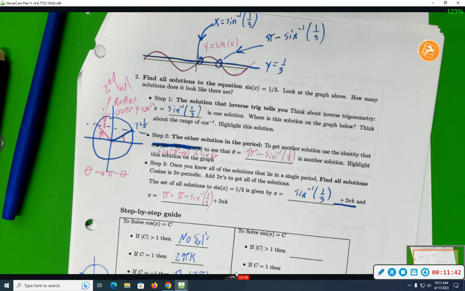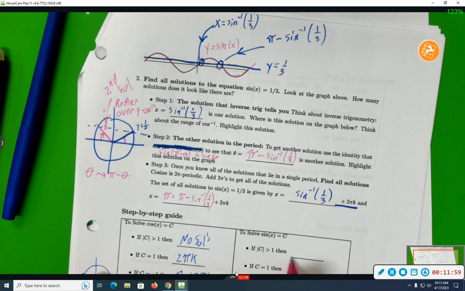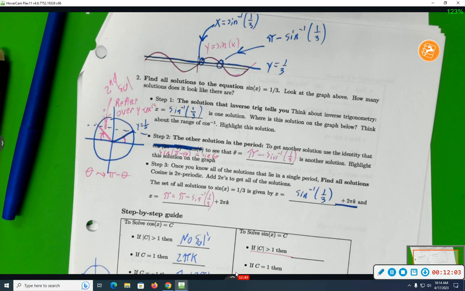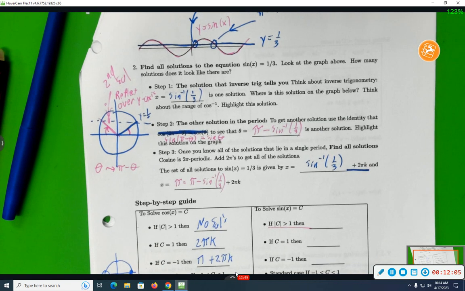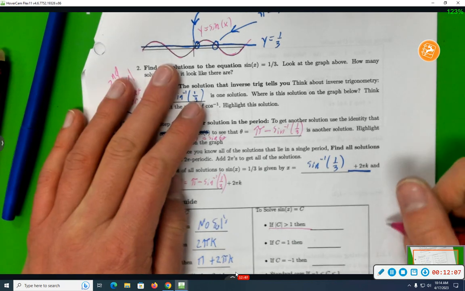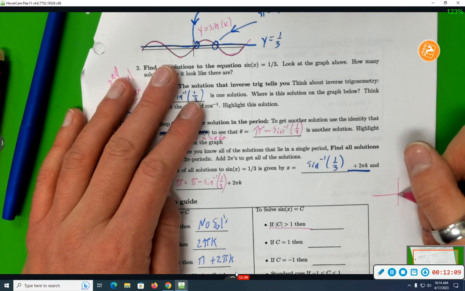All right, so let's extract all those ideas. I'm going to put them into a box which will give you a set of instructions to solve any equation that looks like sine equals something. So I guess first let's deal with the weird case that the number is bigger than 1. And I don't know, we can draw a picture of it.